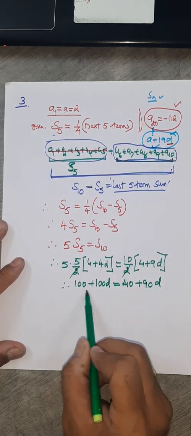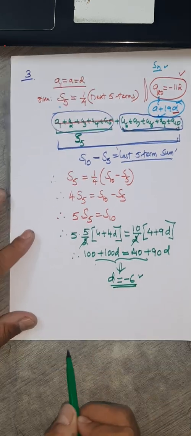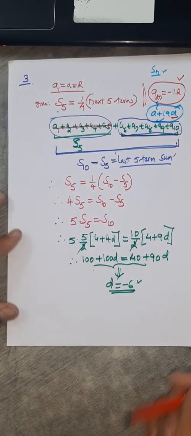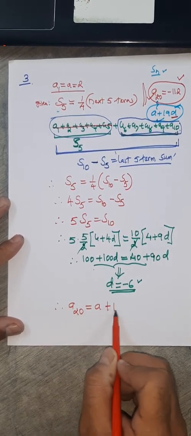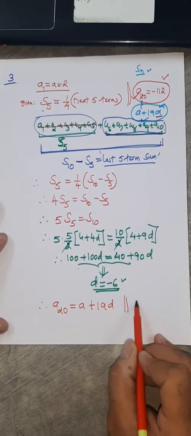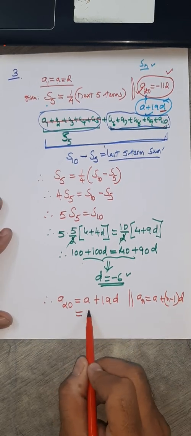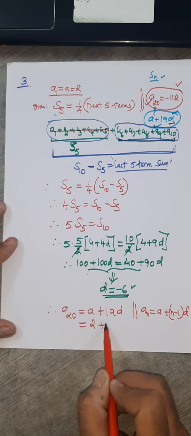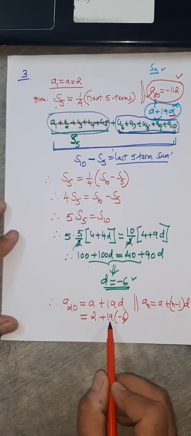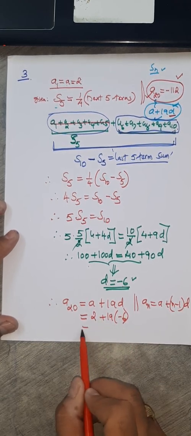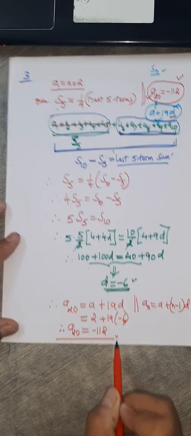So here, what's D from this? You check, it will be minus 6. D will be minus 6. And once we have D, we come back to A20. So A20 equals, as I told you, A plus 19D. What is the formula for An? We know A plus n minus 1 D. Fine. What is A? That is 2. 19 into, what is D? Minus 6. So you will get minus 114 plus 2. So you'll get minus 112. That is A20. Right? That's what you wanted to prove.